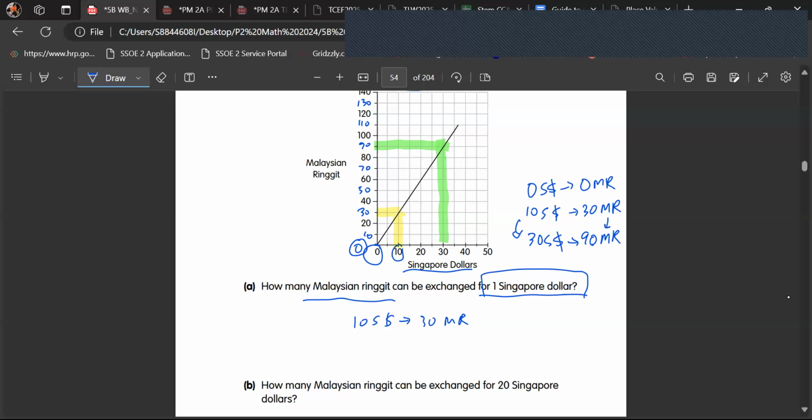Well, this one looks like it's times 3, right? Using equivalent ratio. You look carefully. Okay. So I can go to 1 Sing dollar, divide by 10 on this side, and the other side also divide by 10. So how much is that? 3.